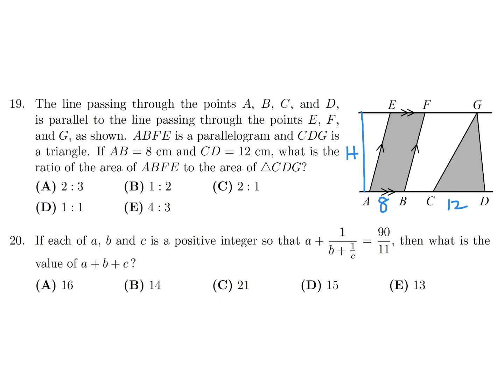So ABFE, that's going to be just length times width. So 8 times H. And then the triangle is 1/2 base times height. The base is 12 and the height is H. I think that's how you do it. So the H's cancel, so that just leaves me with 8 over 6, which is 4 over 3. And that is choice E.